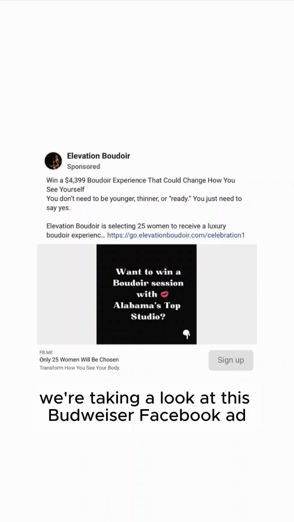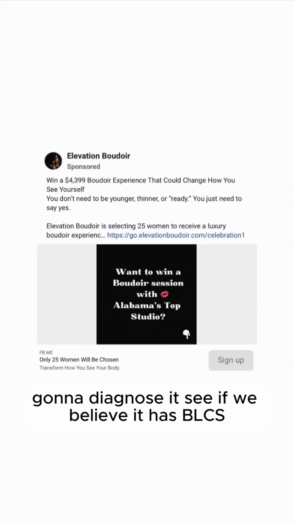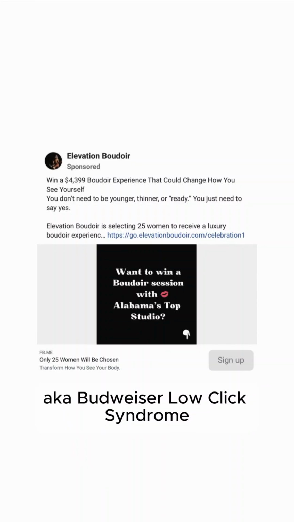All right, we're taking a look at this Boudoir Facebook ad. Going to diagnose it, see if we believe it has BLCS, aka Boudoir Low Click Syndrome.